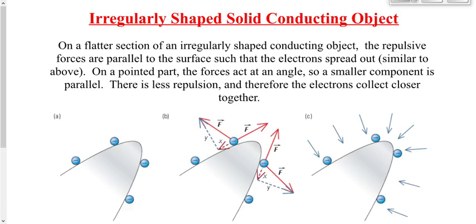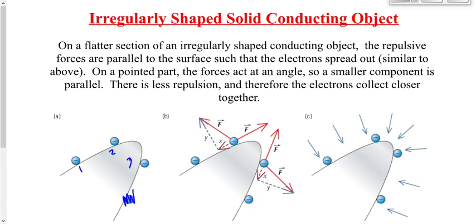Let's look at our irregularly shaped conducting object, or our pointy metal thing that we talked about a little bit yesterday. We looked at charge 1, charge 2, and charge 3, and we pretended charge 4 wasn't there. The analysis ends up being pretty much the same, even if charge 4 is there. It just becomes a little bit more complicated. The diagram is more cumbersome.